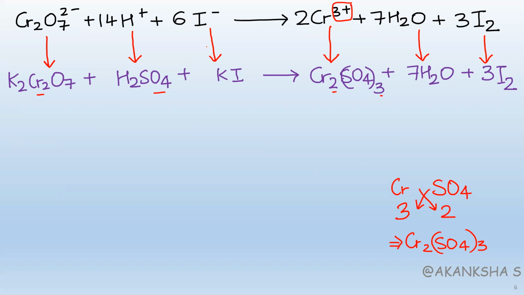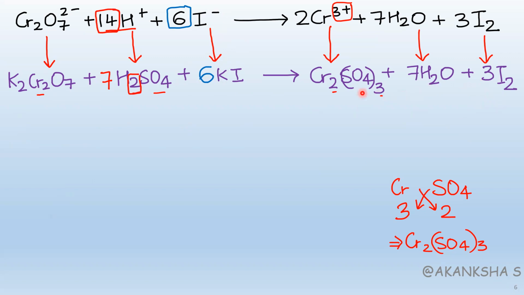Pay attention to one more aspect. If you notice, we have 14 protons over here. And we have H2SO4, meaning the formula itself has 2 in it. So what do we do? We multiply that 2 with 7 and get 14 protons. Next, we are going to take 6 iodides combined with 6 potassium to give 6 KI. Here, we have almost completed the reaction.